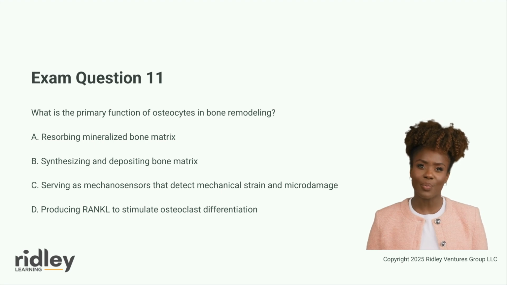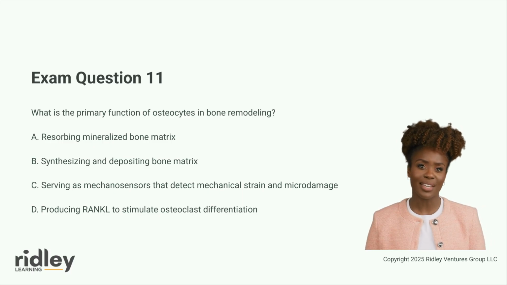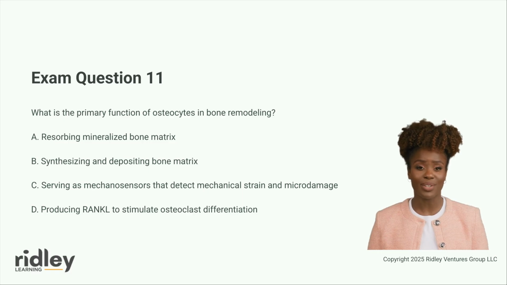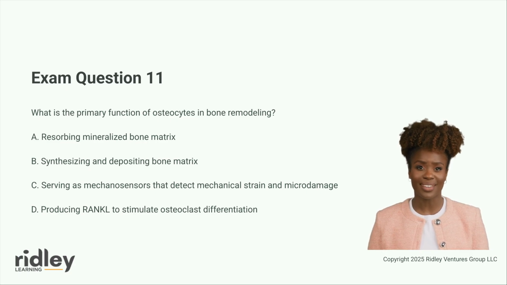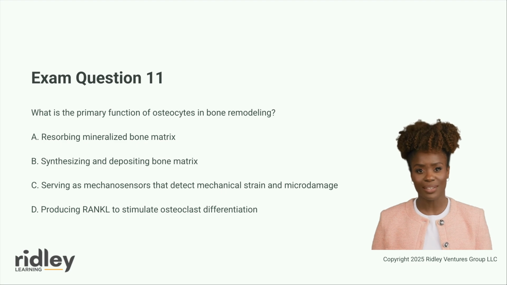Question 11. What is the primary function of osteocytes in bone remodeling? The correct answer is serving as mechanosensors that detect mechanical strain and microdamage. Osteocytes are the most abundant cell type in bone, comprising approximately 90% of all bone cells. Yet their critical role in bone biology has only been fully appreciated in recent decades. These cells are mature osteoblasts that have become embedded within the mineralized bone matrix during the bone formation process.